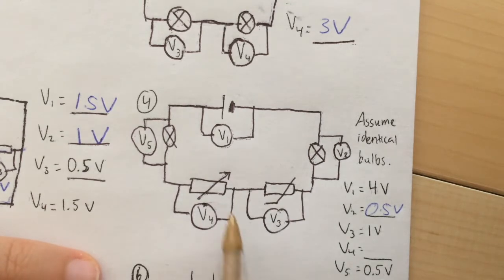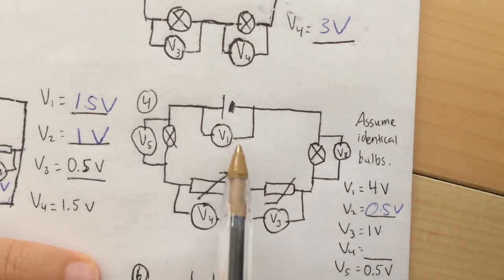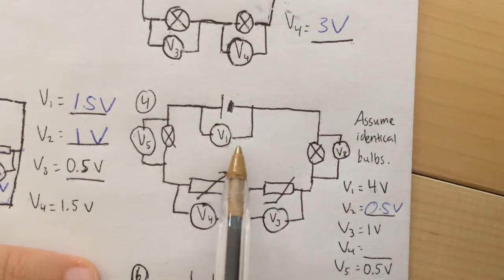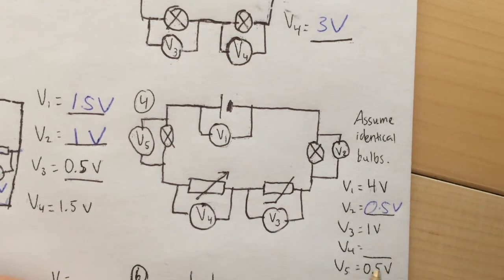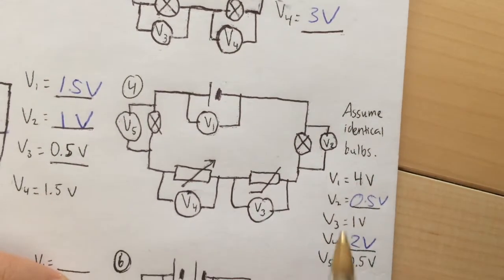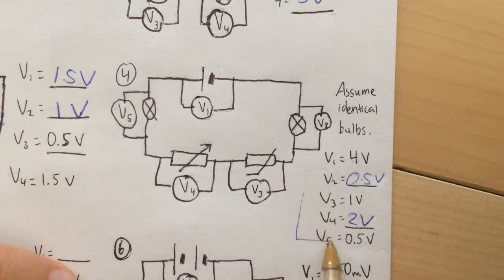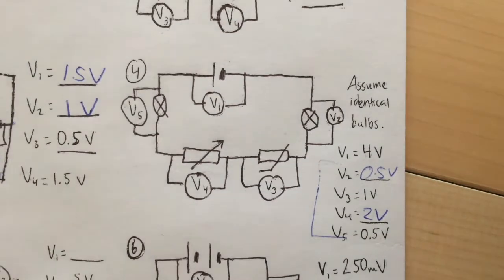Okay, which leaves us with just one. And we know that the sum of these 4 must equal 4 volts, which we're provided with. So I'm just going to add these up. 1.5 plus 0.5 is 2. So that means V4 must get the other 2 volts, because then these add up to equal V1. 2, 3, 4, yeah, that's correct.